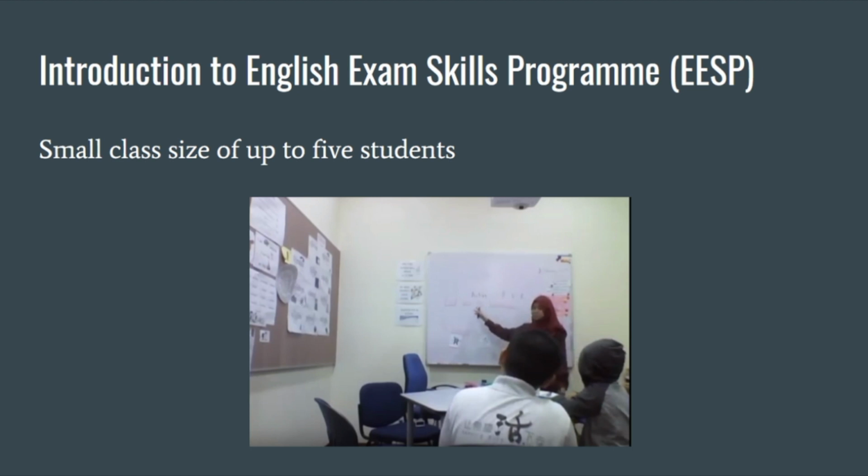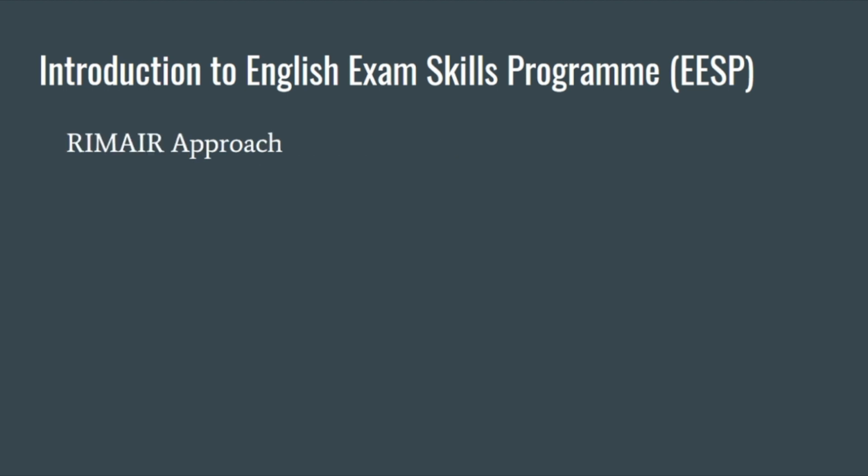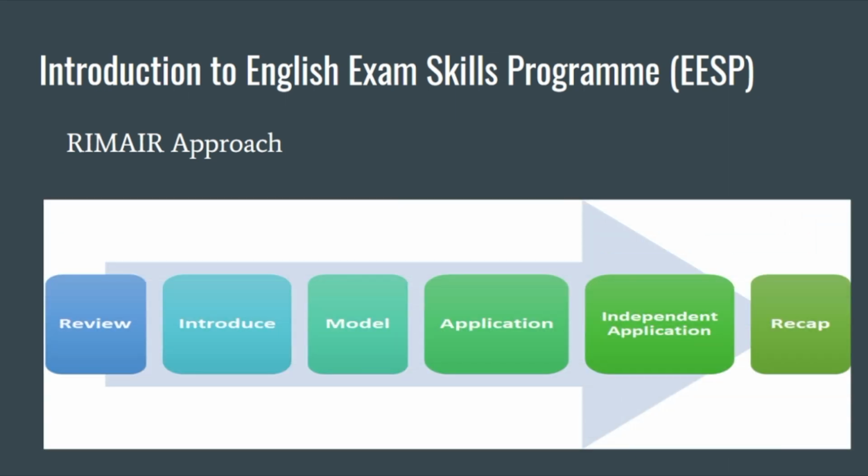Okay, so just a bit more about the program. In our intervention program, our class sizes are small, up to a maximum of 5 students. And in every lesson, we make sure that we use a unique approach called the RIMA. So what is this RIMA? It's where at the start of the lesson, the teacher will first review the concept that has been taught in the previous lesson. And then we'll introduce the concept for the day.